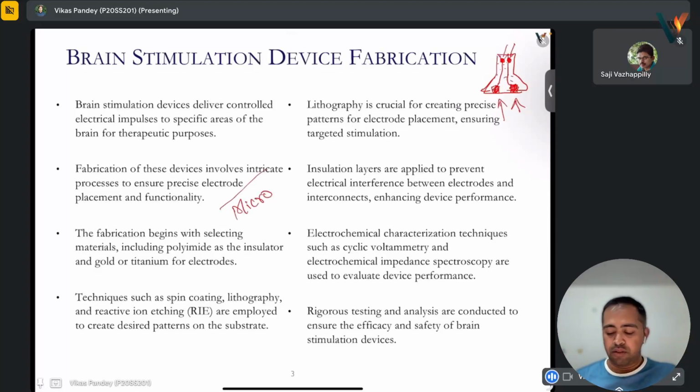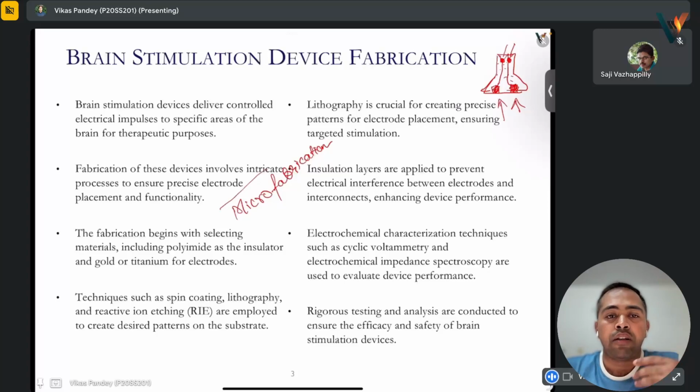As you might be aware, microfabrication is the same technology that is used in creating sensors and other electronic structures, like in semiconductor fabrication and chip manufacturing. They use this technique. So the first thing is the selection of the material, that is the polyimide that we are using as the insulator. Then the second is which electrodes we are using: gold, or gold, titanium, platinum.